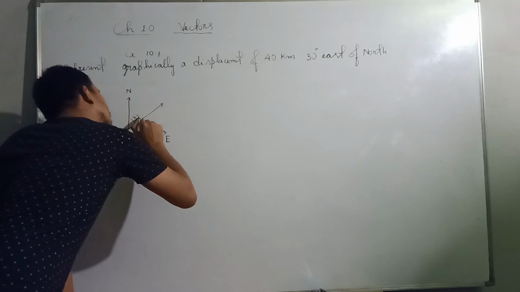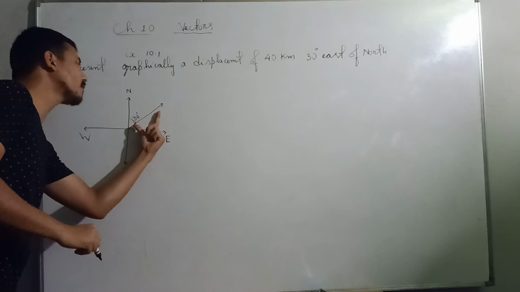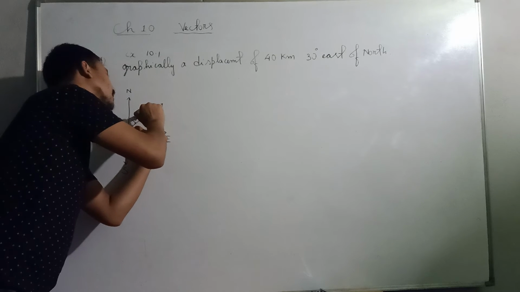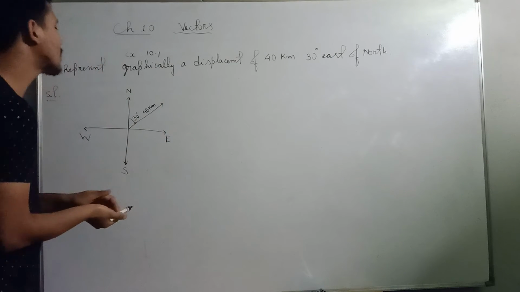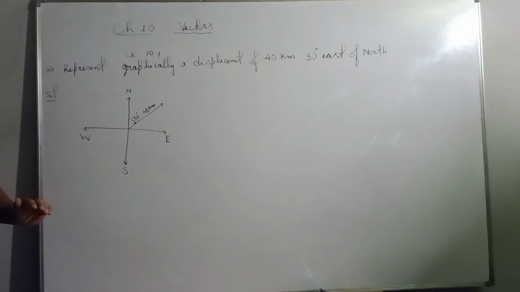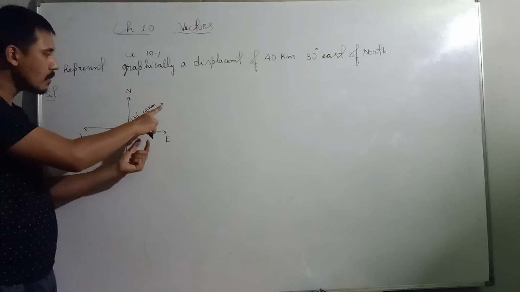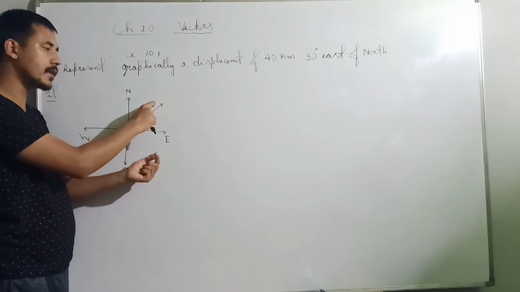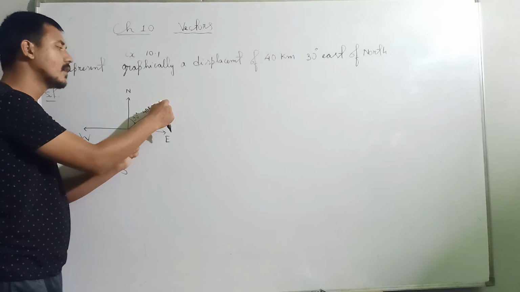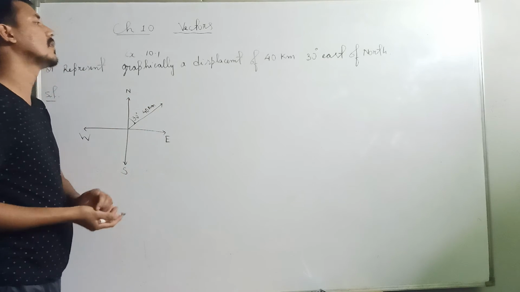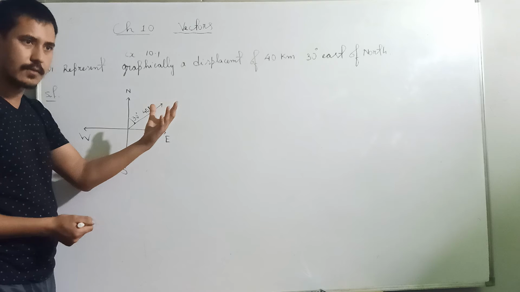So this is your 30 degree, and the length of this line should be 40 kilometers. So this will be your displacement vector here. Okay? The length of your vector should be 40 kilometers. Length of the vector, length of the directed line gives you the magnitude.